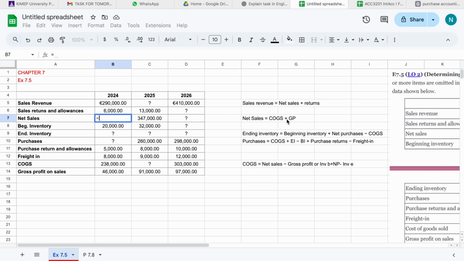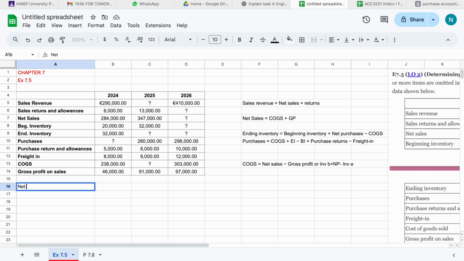Net sales is equal to the sum of cost of goods sold and gross profit, or sales revenue minus sales returns and allowances. That will give us the amount 284,000. Ending inventory for 2024 is the beginning inventory of 2025. So that's going to be 32,000.